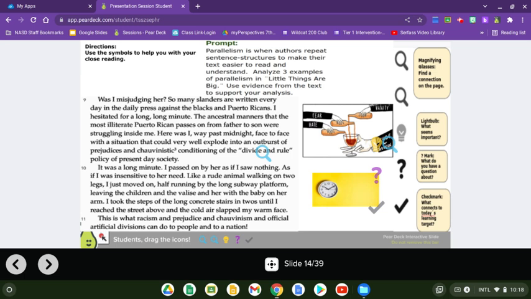This is what racism and prejudice and chauvinism and official artificial divisions can do to people and to a nation. Take a moment to finish annotating this important page. All right.